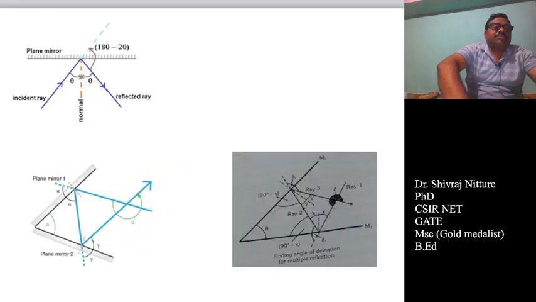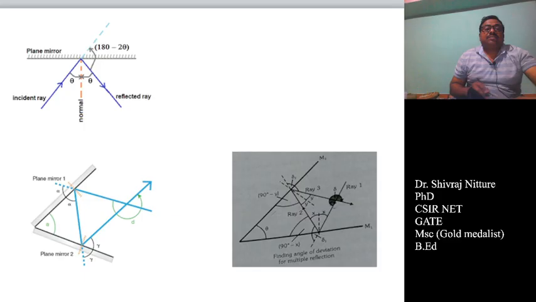Angle of deviation produced in the case of a plane mirror, right? This is a plane mirror, this is the incident ray, and this is the reflected ray. This angle is theta, and this angle is theta. What does deviation mean? This is the incident direction, and this is the reflected direction. So this is the angle of deviation.